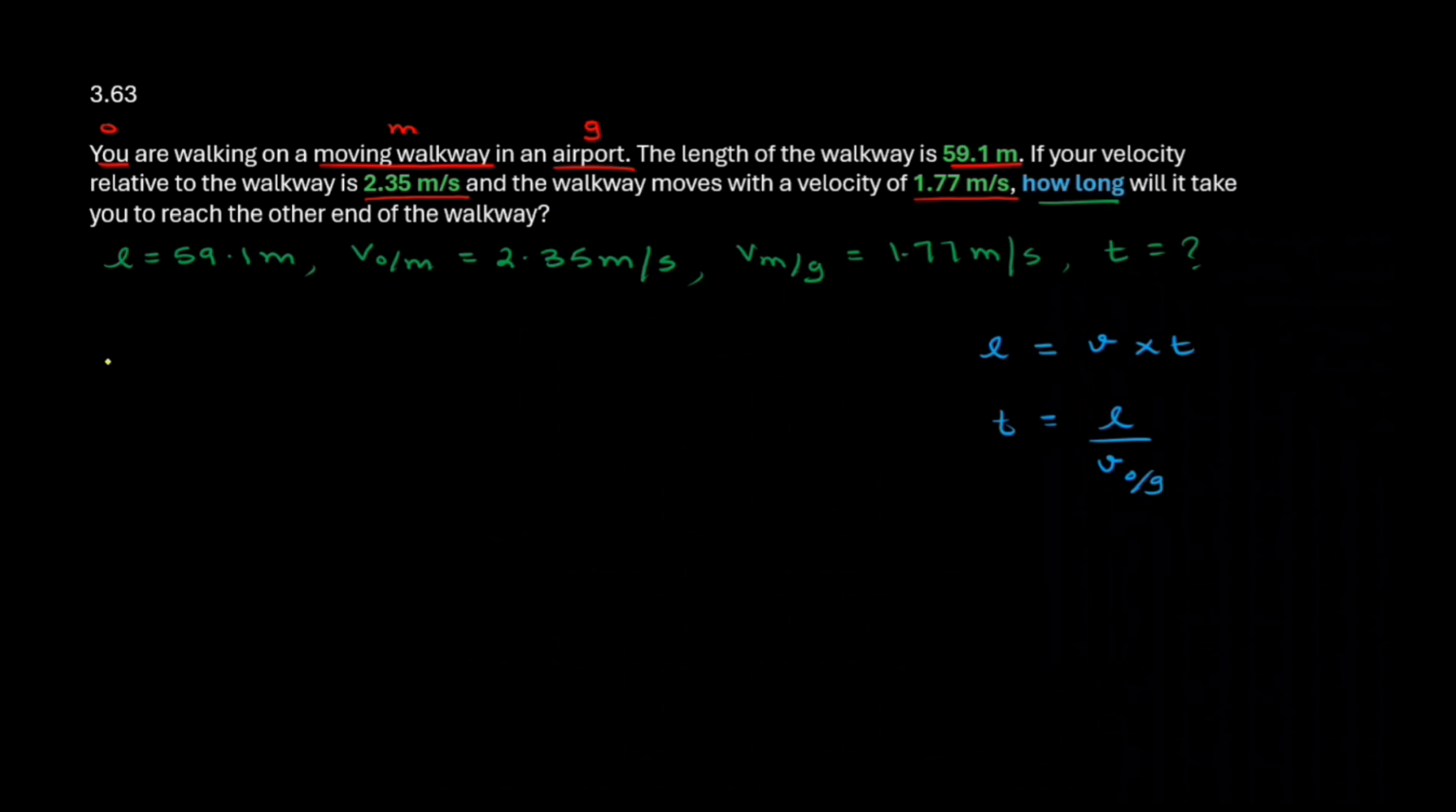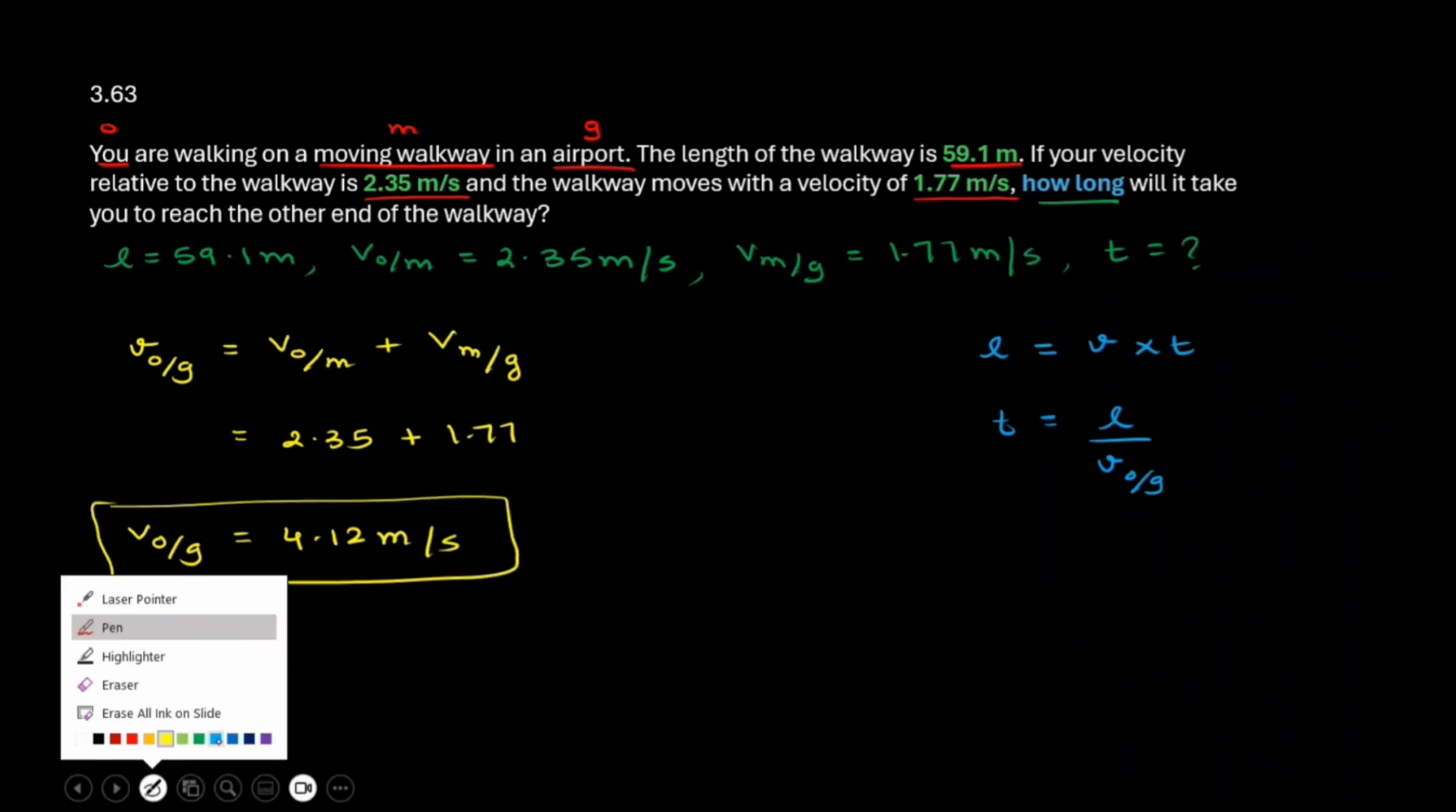So we know in relative motion, velocity of object with respect to ground can be given as the sum of velocity of object in the moving frame plus velocity of moving frame with respect to ground. So let's solve for this. Velocity of object in moving frame is 2.35 because your velocity relative to the walkway was this, plus the walkway was moving with 1.77 meter per second. When you add them, you get your velocity with respect to ground to be equal to 4.12 meter per second.